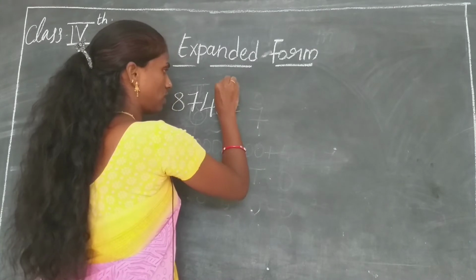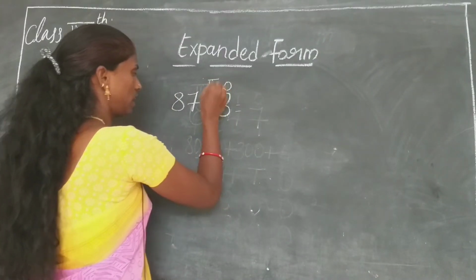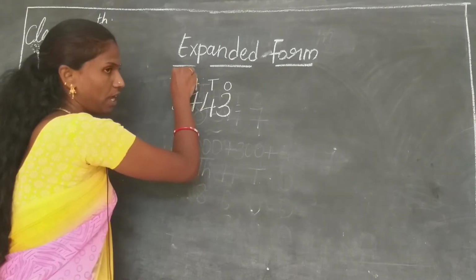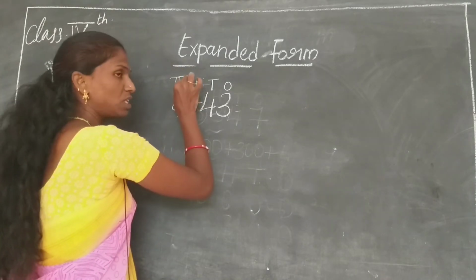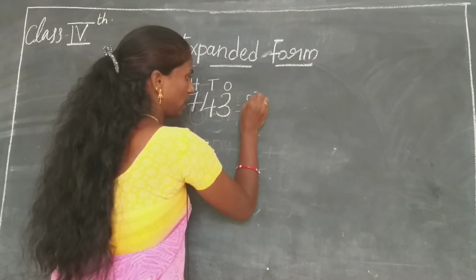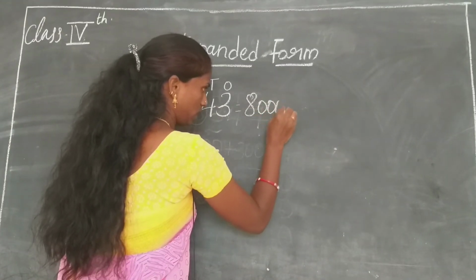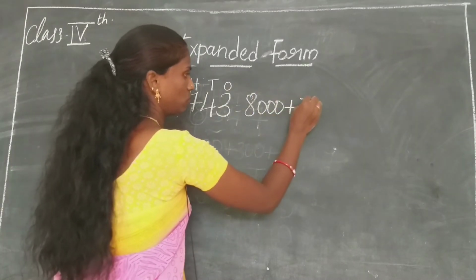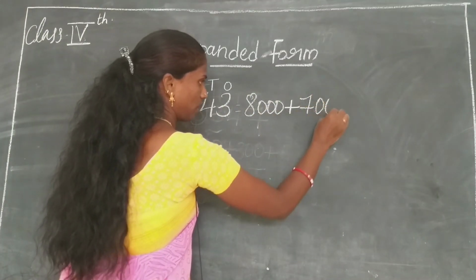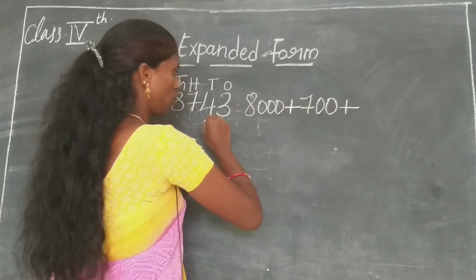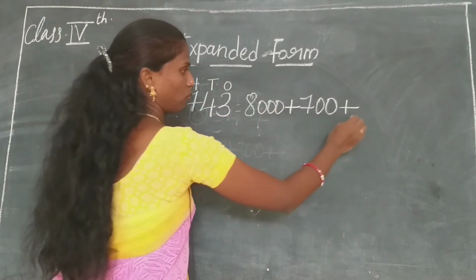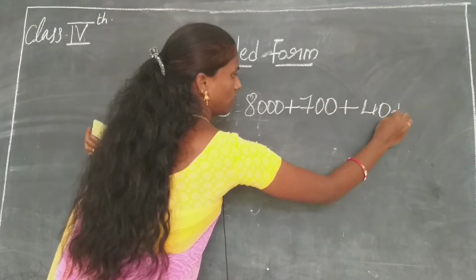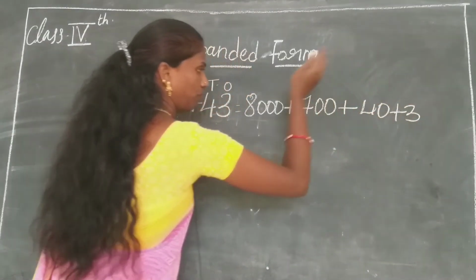First we will write the place values: ones, tens, hundreds, thousands. First, 8 is in the thousands place, so 8 has 8,000 plus, and 7 is in the hundreds place, we have to expand 700 plus, 4 is in the tens place, we have to expand 4 as 40, and 3 is in the ones place, as it is we have to write 3.